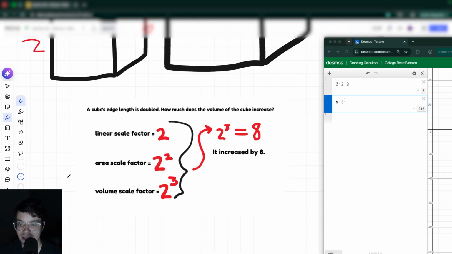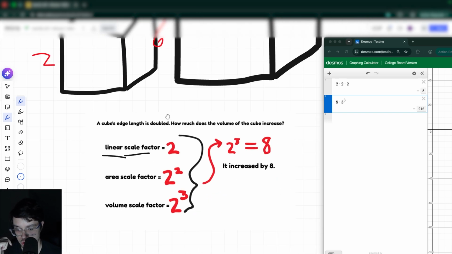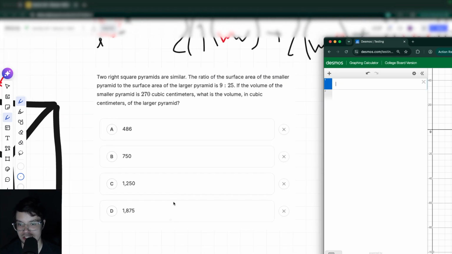When you see a problem like this, the way you always think about it is, what is the linear scale factor, aka what would be that 3 number like for this problem or the 2 for here. And then once you find that, you can just use that number to solve everything else involving the problem. Okay, let me show you an example here that's really good.